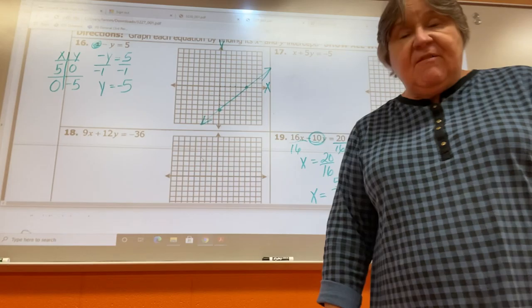So on the x-axis, I go over 1 and 1 fourth, and there's the point. And for y, it's negative 2, there's the point. And that's all you have to have to graph the line. All right, you do the rest of them.